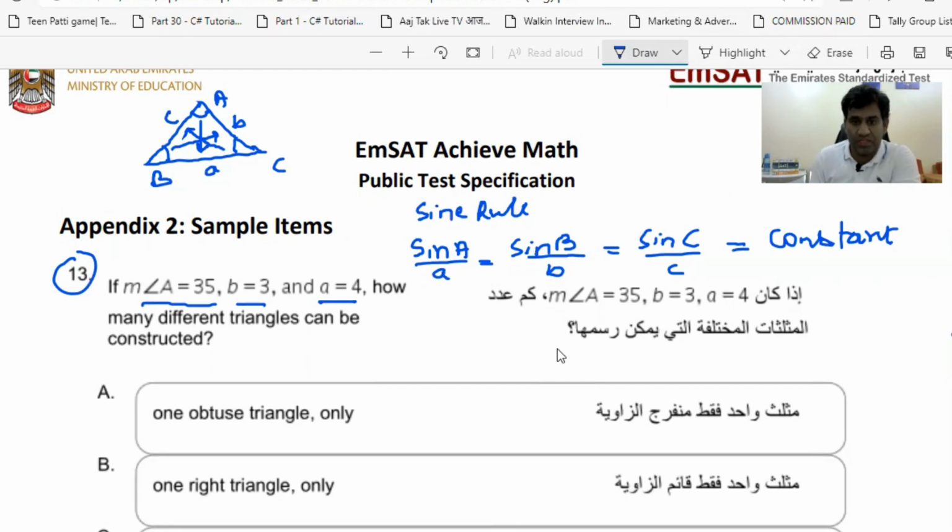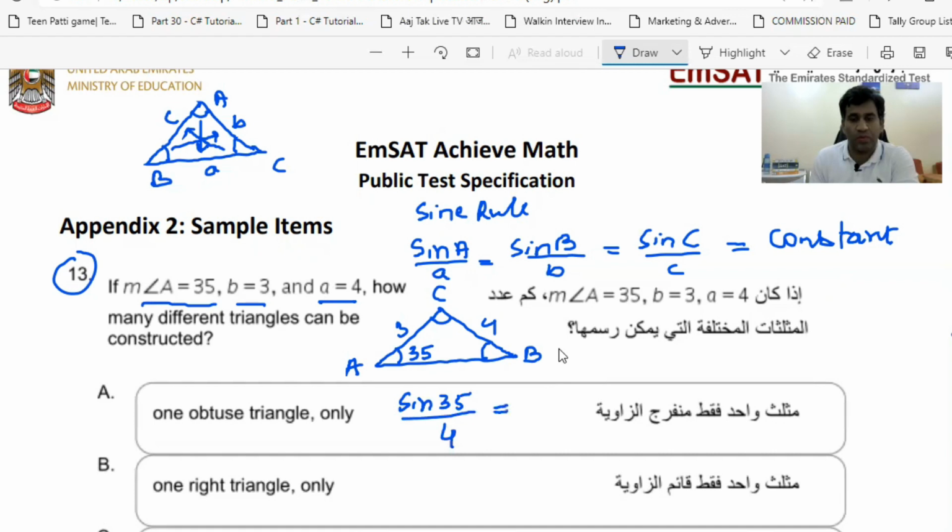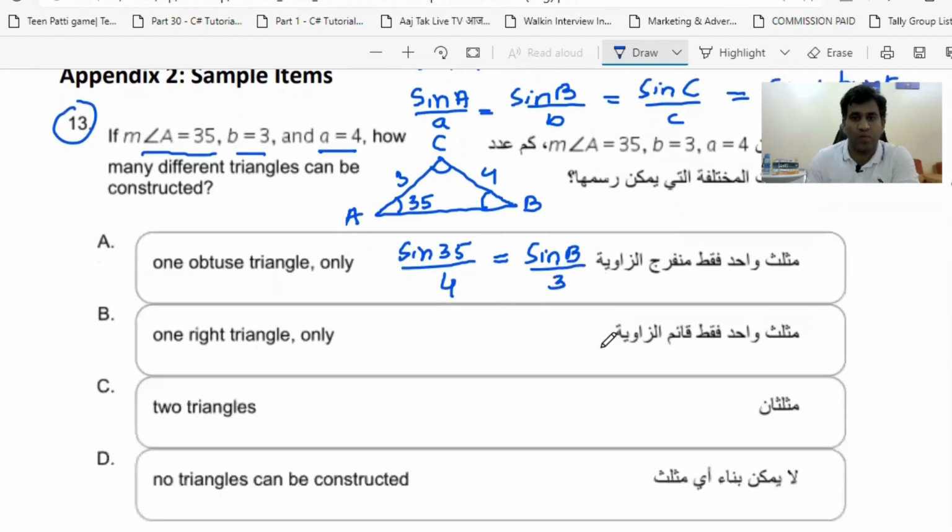Let me draw the simple diagram once again. This angle is going to be 35, let me say this is angle A, and the opposite side is going to be 4. This is angle B, and the opposite side is going to be 3, and this is angle C. We can find it out. Let's first find angle B. By using the sine rule, sine of 35 by 4 is equal to sine of angle B by 3. From this you can calculate the value of sine B.